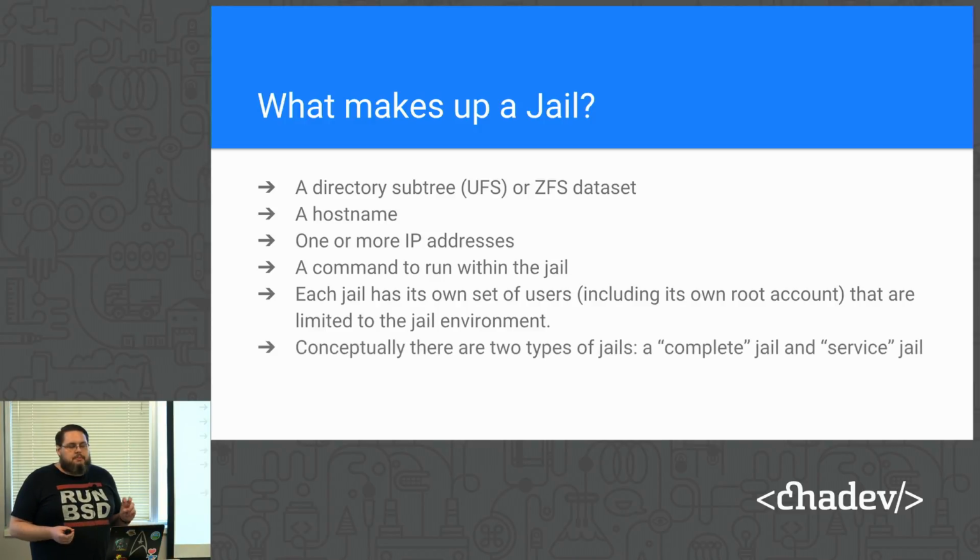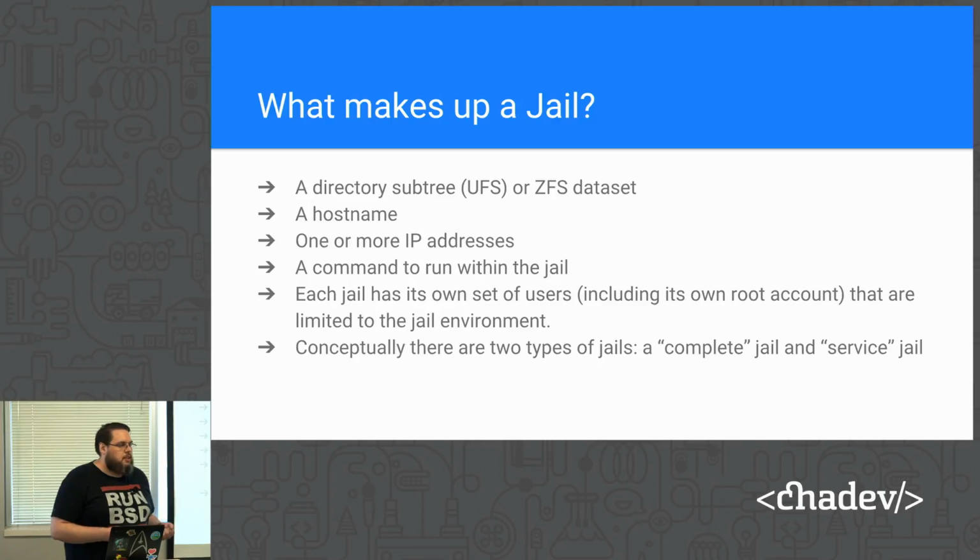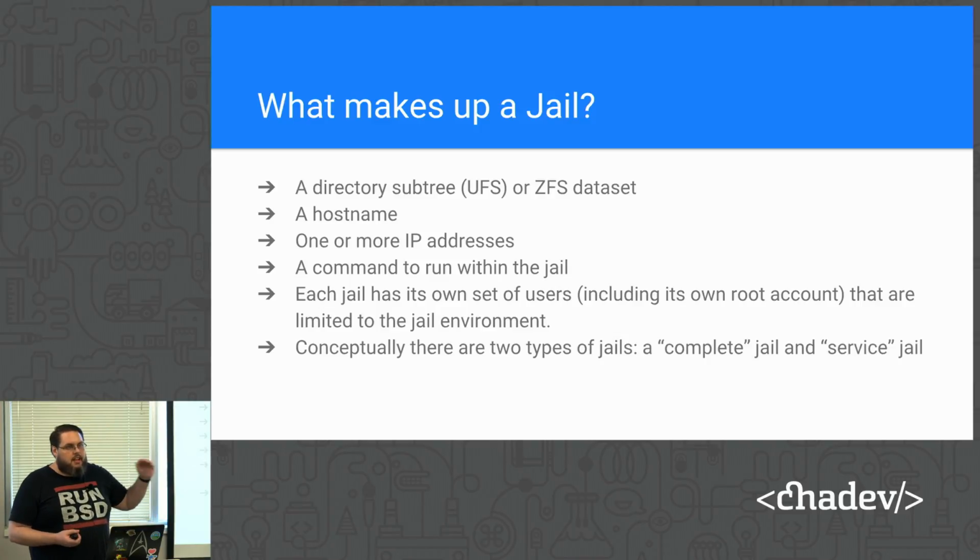And there's conceptually two main types. There's what's called a complete jail, which mimics the full entire operating system. And then there's the service jail, which has just enough information for one or two processes, much like how you would do a chroot. So you put the command you want to run in the chroot environment and any files it needs to access in that environment.